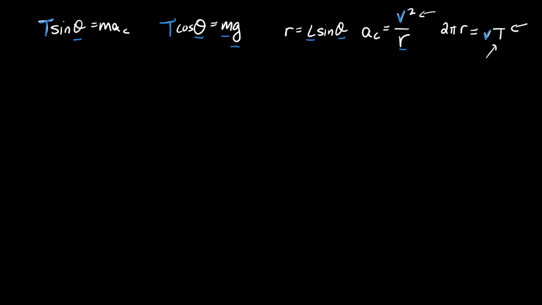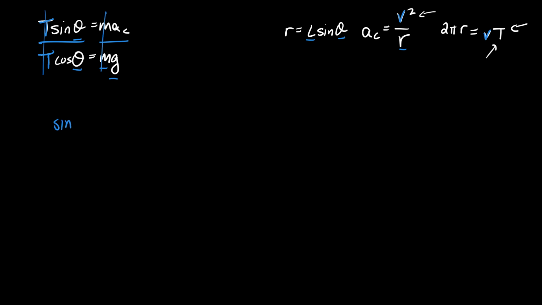I think we should start by eliminating the tension. That's the easiest one to eliminate. We can do that right now by taking this and dividing these two equations. You guys okay with that? I've done it a couple times with you guys. You're all good with us dividing this stuff on the left side and this stuff on the right side? Cancels out the T's and it cancels out the m's. So we'll get sine theta over cosine theta equals AC over G. Any question about that?